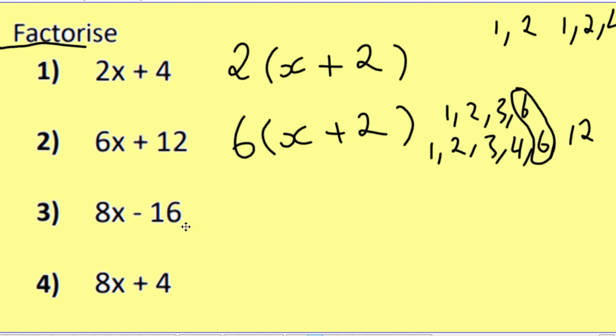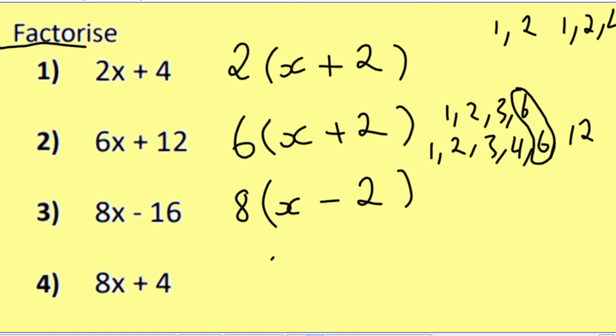Okay, our next one, we've got 8 and 16. So if we know our tables quite well, we can see that 8 is the common factor. So to make 8x, we times by x, and to make 16, we times by 2. So we've got a minus here, but it doesn't make any difference. We need to make minus 16. So to make minus 16, you times 8 by minus 2.